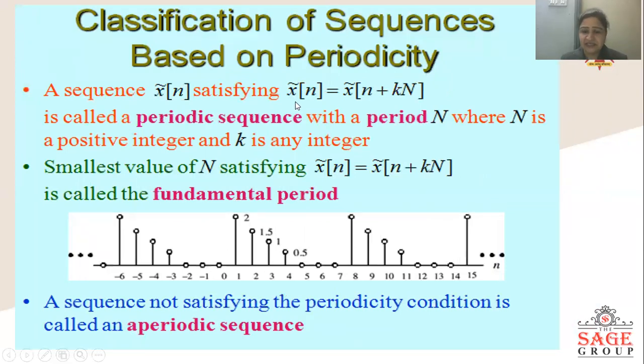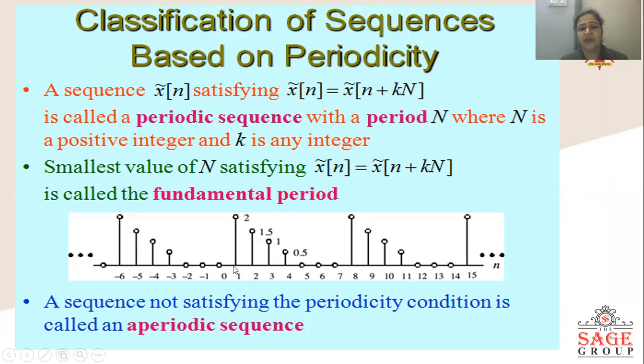Now, the classification of signal based on the periodicity. Any sequence which satisfies the expression x[n] = x[n + kN] is called a periodic sequence. This periodic sequence has a period capital N, where N is a positive integer and k is any integer. The smallest value of N which satisfies this expression is called the fundamental period.